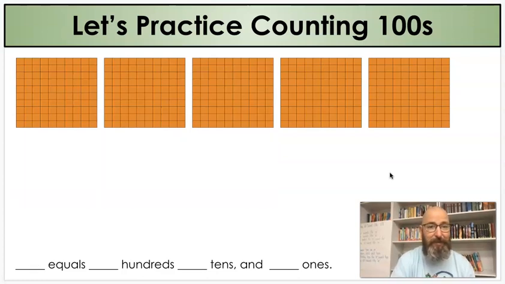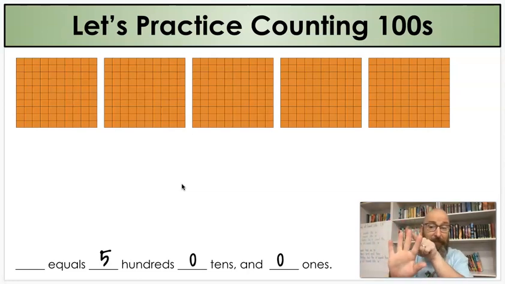I hope so. Let's practice a few more. How much do I have here? Count with me. 1, 2, 3, 4, 5. So I have 5 hundreds. Again, no tens, no ones. And how much would 5 hundreds be worth? I almost gave you the answer. 100, 200. How much is it worth? 500.